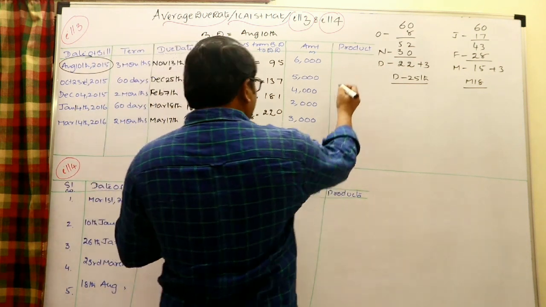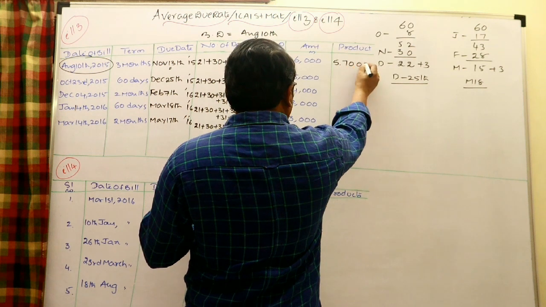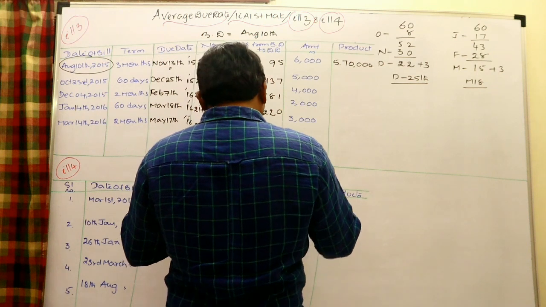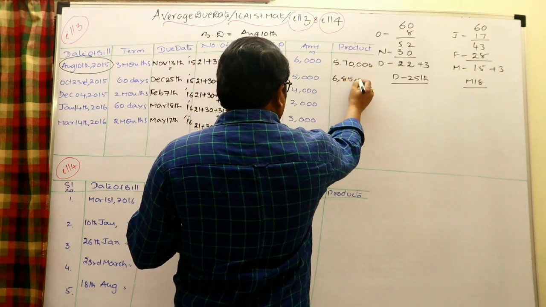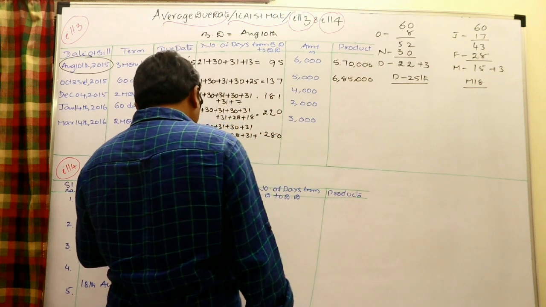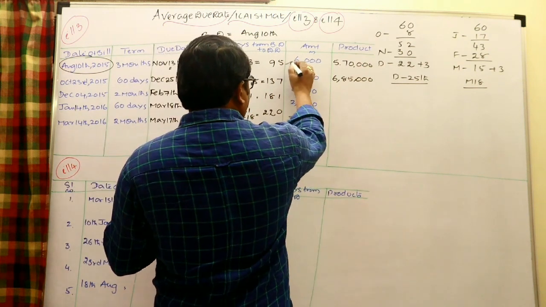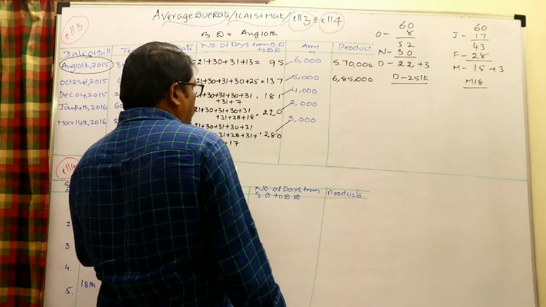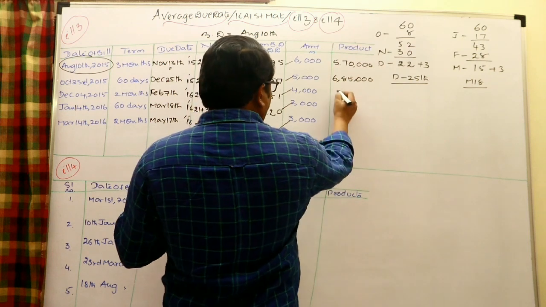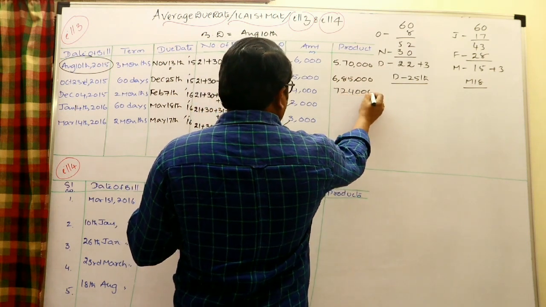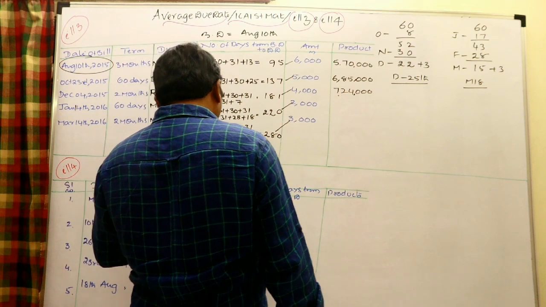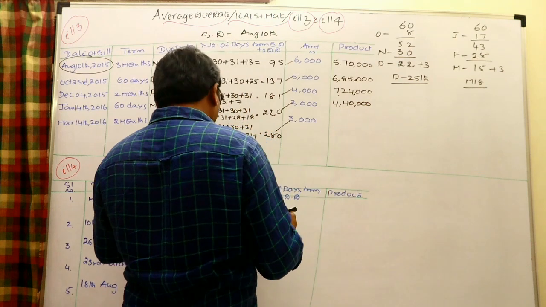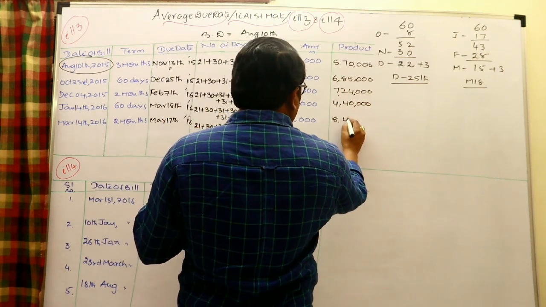So in the first case, you will get the product of 5,70,000. If you multiply 95 into 6,000, 137 into 5,000, 6,85,000. Next, 181 days into 4,000, 7,24,000. 220 into 2,000, 4,40,000. 280 into 3,000, 8,40,000.